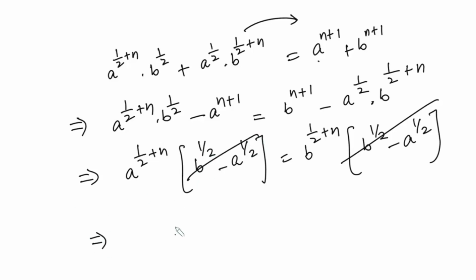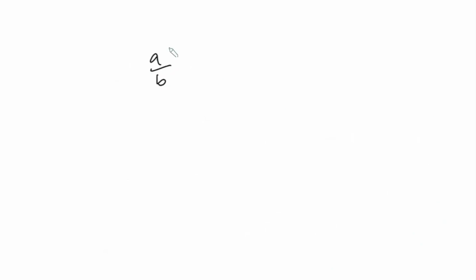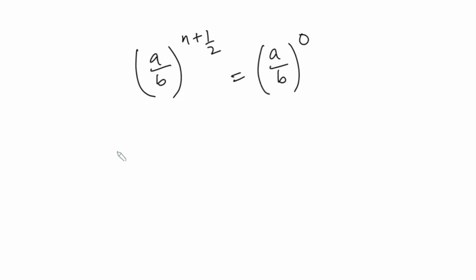This gives us a^(1/2 + n) is equal to b^(1/2 + n), which can also be written as (a/b)^(1/2 + n) equals 1. And that can also be written as (a/b)^(n + 1/2) is equal to (a/b)^0. Equating the powers, we get n + 1/2 is equal to 0, or n is equal to negative 1/2.